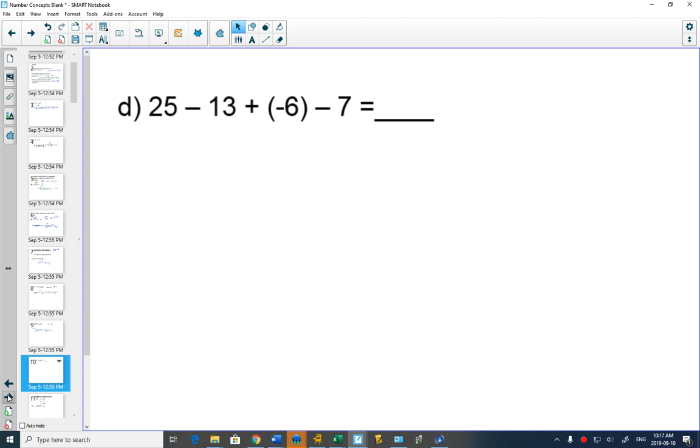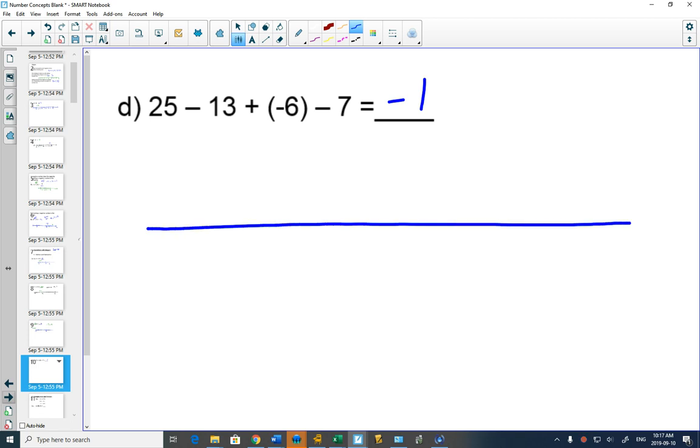So if you have an answer, the answer is negative 1. How do we get that? Well, we start at 25. Oh my goodness, did I have to pick such a big number? 1, 2, 3, 4, 5, 6, 7, 8, 9, 10, 11, 12, 13, 14, 15, 16, 17, 18, 19, 20, 21, 22, 23, 24, 25.